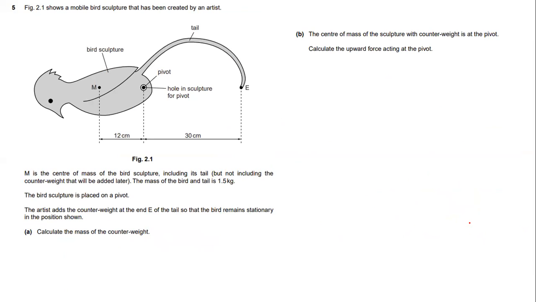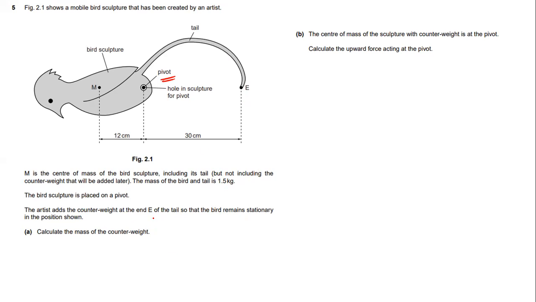The figure shows a mobile bird sculpture that has been created by an artist. M is the center of mass of the sculpture, including its tail, everything, but not including the counterweight that will be added later. The mass of the bird and the tail is 1.5 kg. The bird sculpture is placed on a pivot. So this is my pivot here. The artist adds a counterweight at the end E of the tail, so the bird remains stationary.